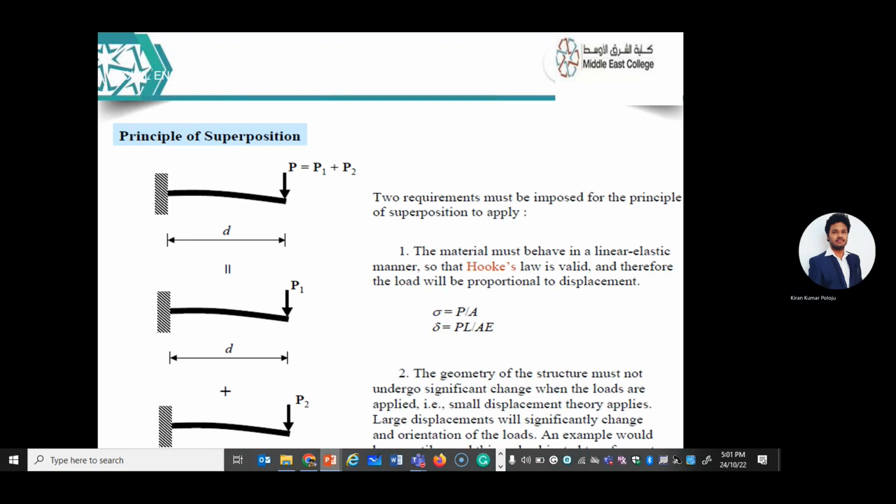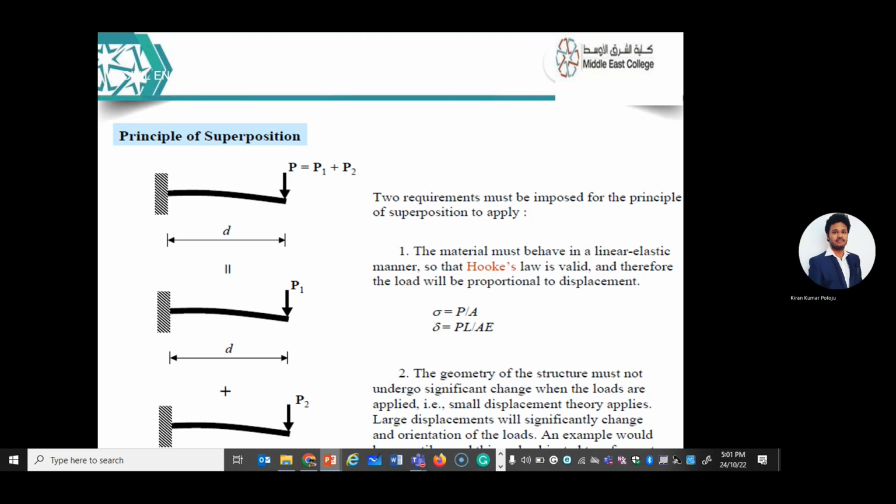Now, what type of beam is it? Cantilever beam. What is this? Force or load acting at the end, free end. Load is acting on the free end of a cantilever beam.